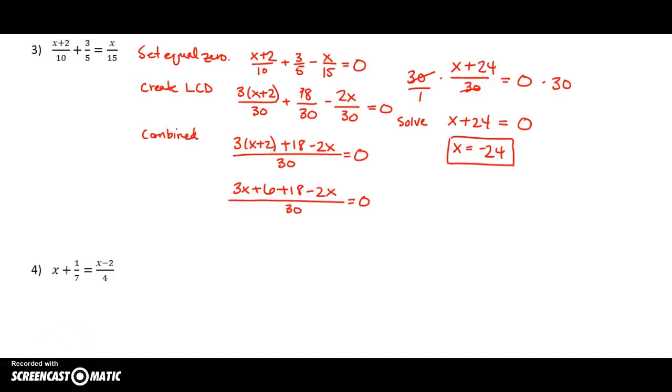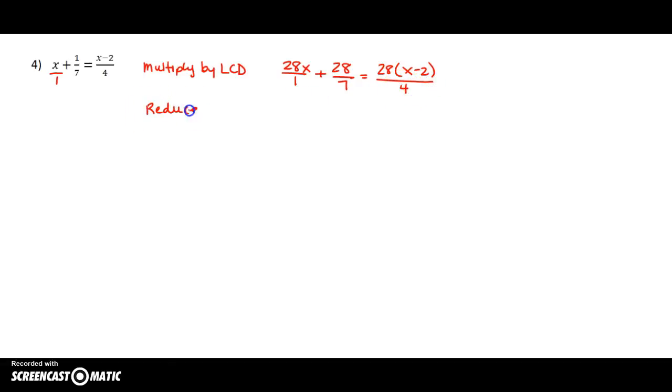Let's look at question number 4 now, using the other method. So in question number 4, we have this equation. Again, remember that x is being divided by 1, and our other method was the first thing we would do is multiply by the LCD. The LCD between 7 and 4 is 28. So again, this would become 28x over 1 plus 28 divided by 7 equals 28 times x minus 2 over 4. Then we said we would reduce.